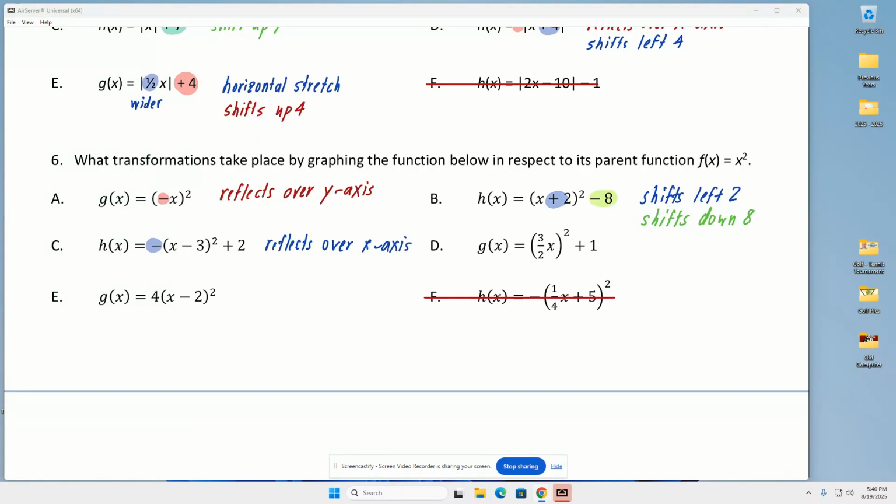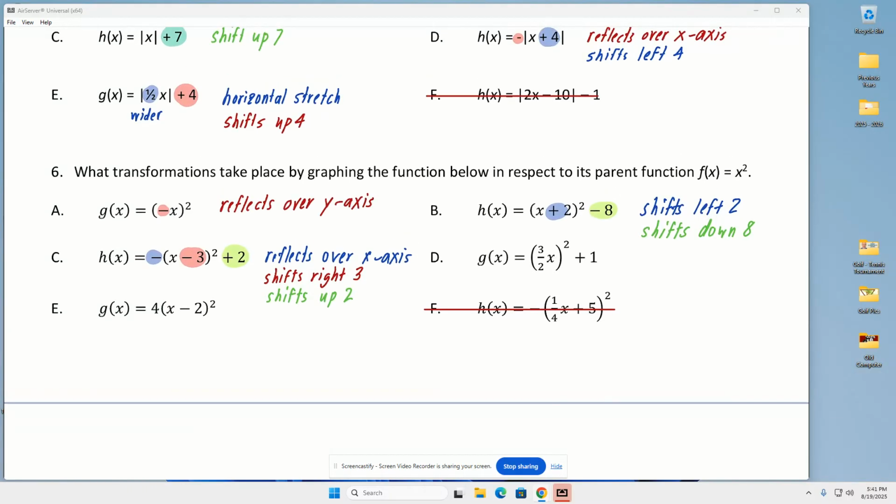Okay? Next, we got this -3. Okay, that's shifting. It's inside, horizontal. It's the opposite. So it's a +3 horizontal shift. So it shifts right 3. And then lastly, we got this +2. It's shifting. It's outside, so it's vertical. It is what it is, so it's up. So it shifts up 2. So a lot going on there, okay? Make sure you don't get lost in all those words.